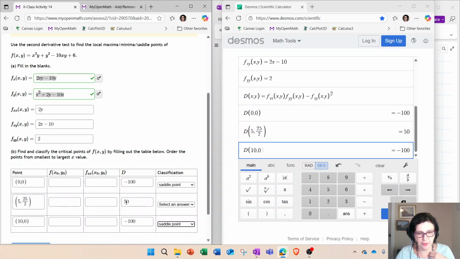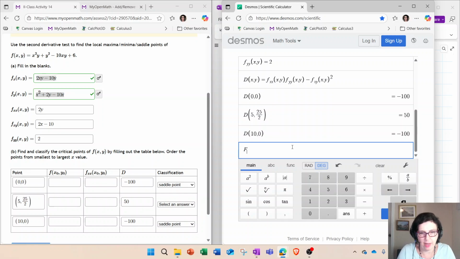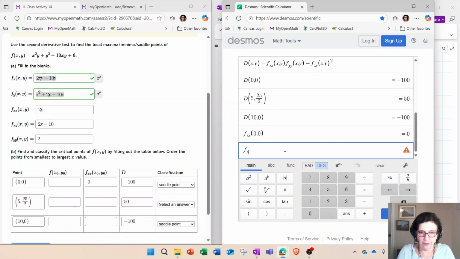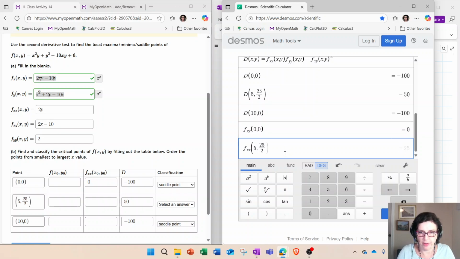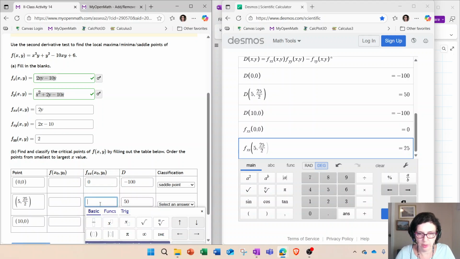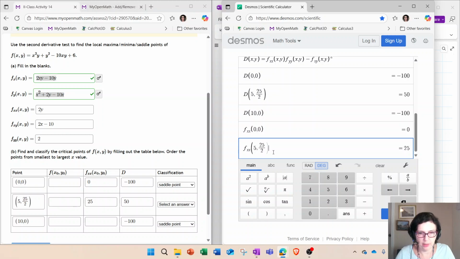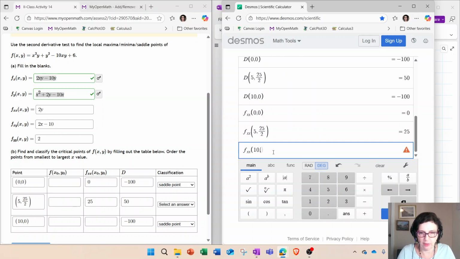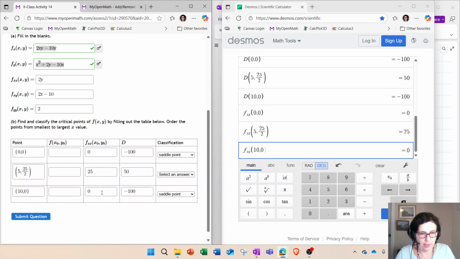But we can't classify that one yet because we need the fxx value. Unfortunately, they ask you for fxx even though you do not need it for the saddle points, and they can't give you a hint whether you need it or not. So you're going to have to fill this out. And so fxx for the point at 525 halves, that one's more important. That one's 25. And fxx at 10, 0, which again I do not need because I already know it's a saddle point, is just going to be 0.